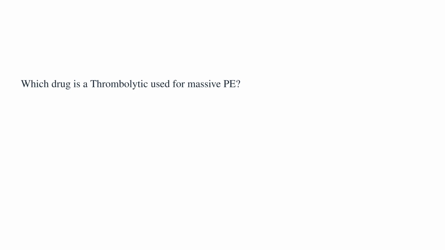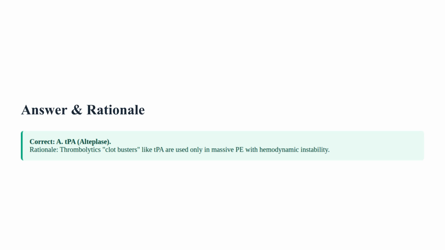Which drug is a thrombolytic used for massive PE? Is it warfarin, alteplase, heparin, or enoxaparin? The correct thrombolytic agent for massive PE is B, alteplase. Thrombolytics like alteplase are potent clot busters reserved for life-threatening PEs due to high bleeding risk.